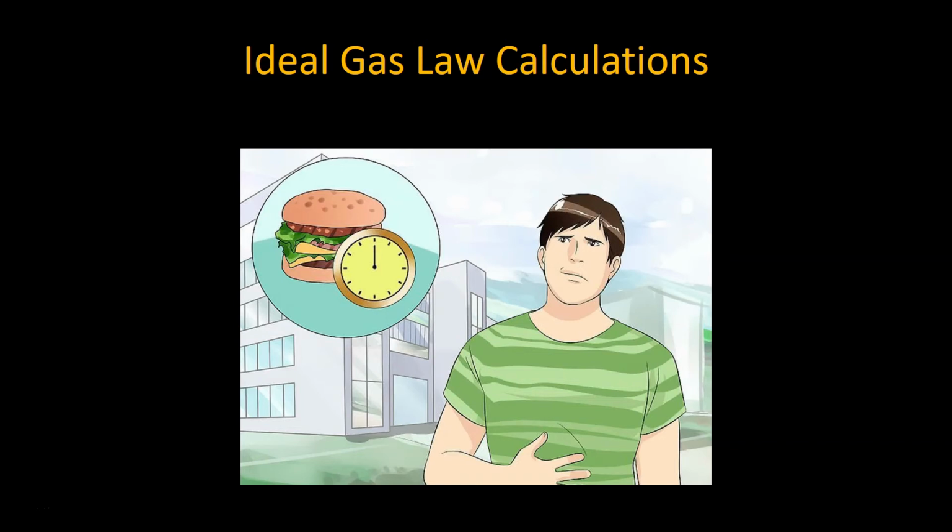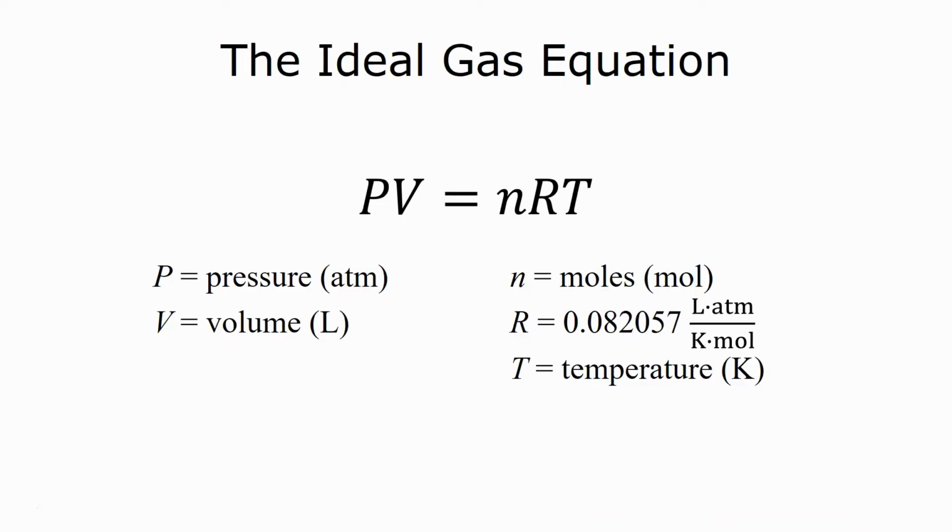In this video, we will demonstrate how to perform calculations using the ideal gas law. Here we have the ideal gas equation, PV equals nRT, and with it we can calculate either the pressure, the volume, the number of moles, or the temperature of any gas, knowing the other conditions.